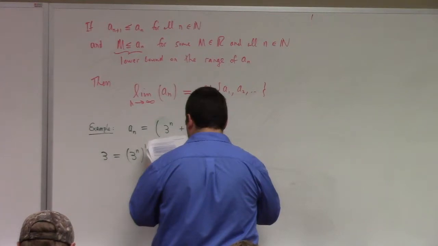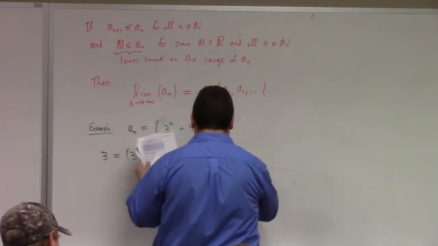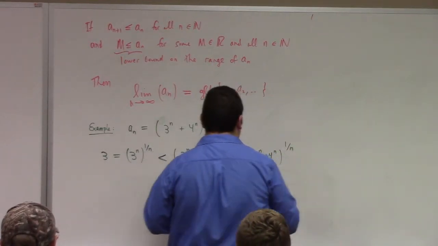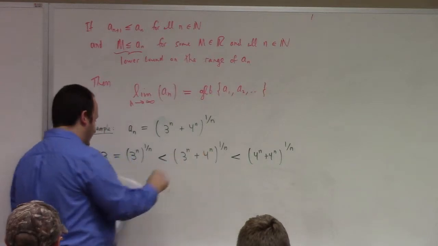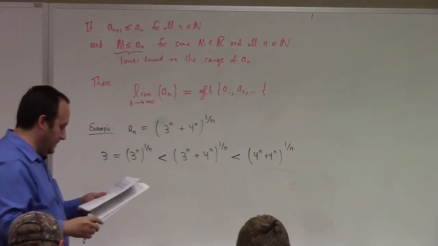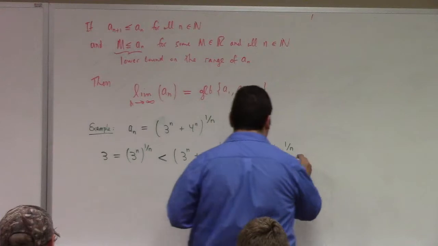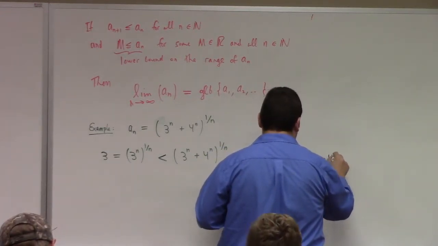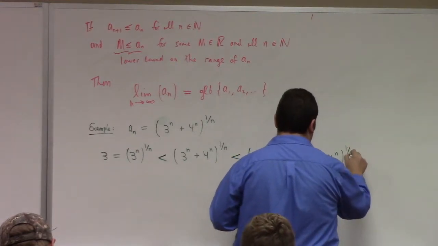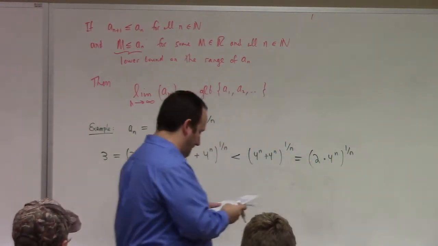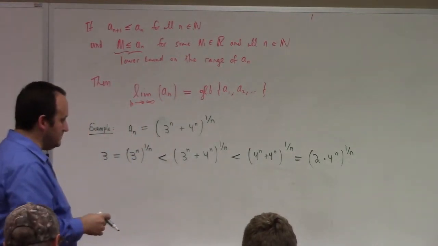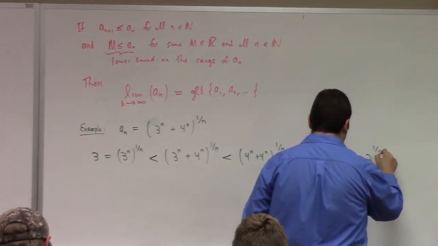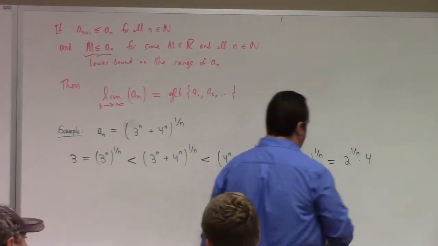Oh, very sneaky. This is greater than 4 to the n plus 4 to the n, all to the 1 over n. So he's trading the 3 to the n for a 4 to the n. Seems legit. And that's 2 times 4 to the n, to the 1 over n. And of course, by laws of exponents, this is equal to 2 to the 1 over n times 4.